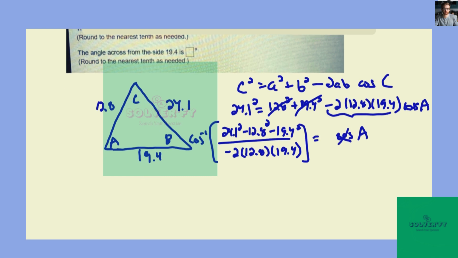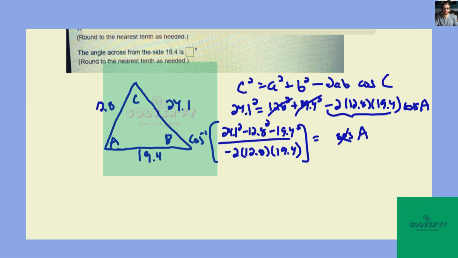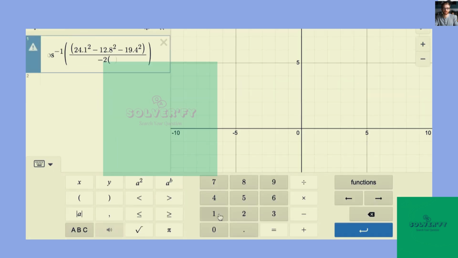angle A. So to a calculator we go in degree mode, the inverse cosine of 24.1 squared, subtract 12.8 squared and 19.4 squared, and then we'll want to divide that by negative 2 times 12.8 times 19.4. And we get, to the nearest 10th, 94.7 degrees.